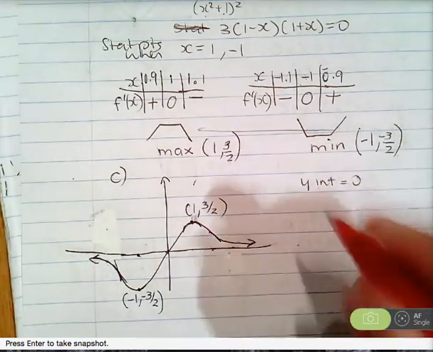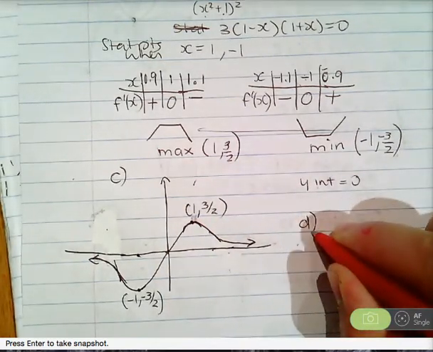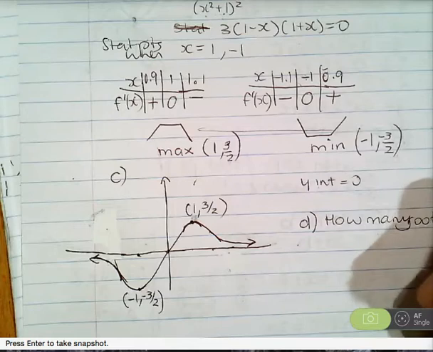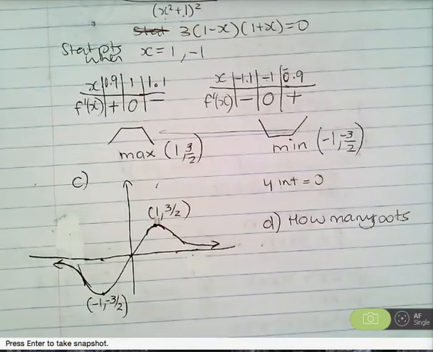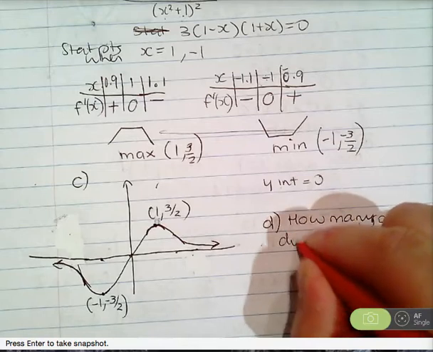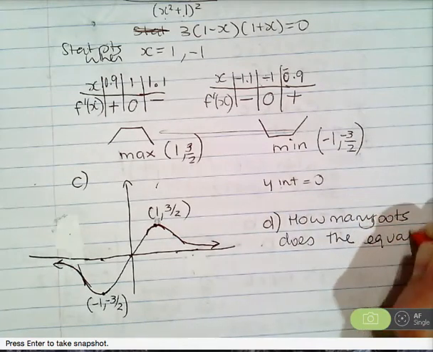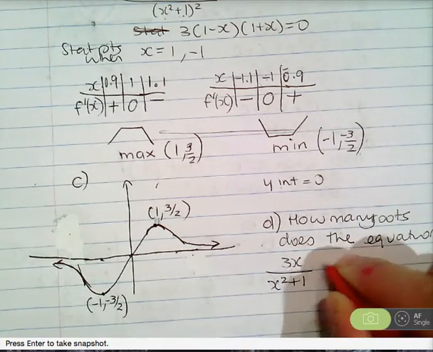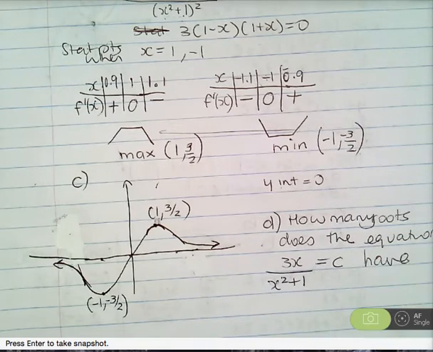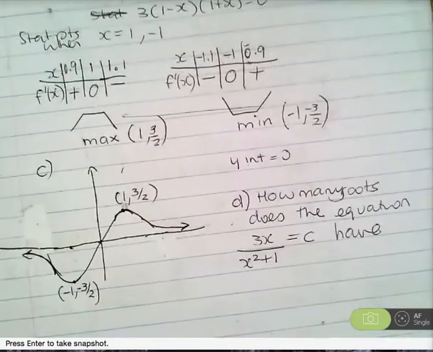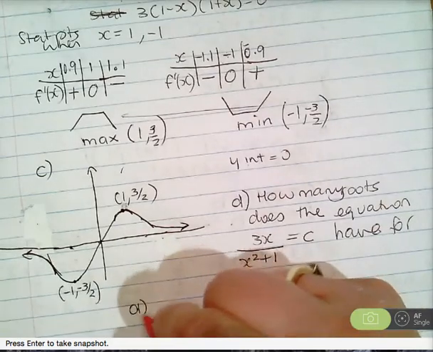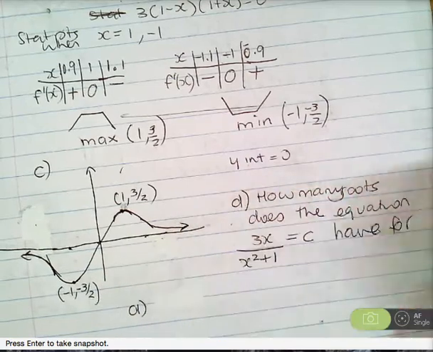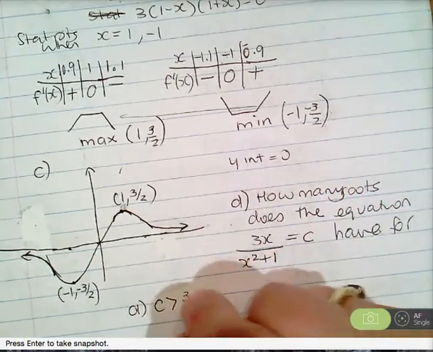So it then says in part D, how many roots, so this is the bit that I really want to talk to you about. So how many roots does the equation 3x over x squared plus 1 equals c have for, now, part A, for c greater than 3 on 2.